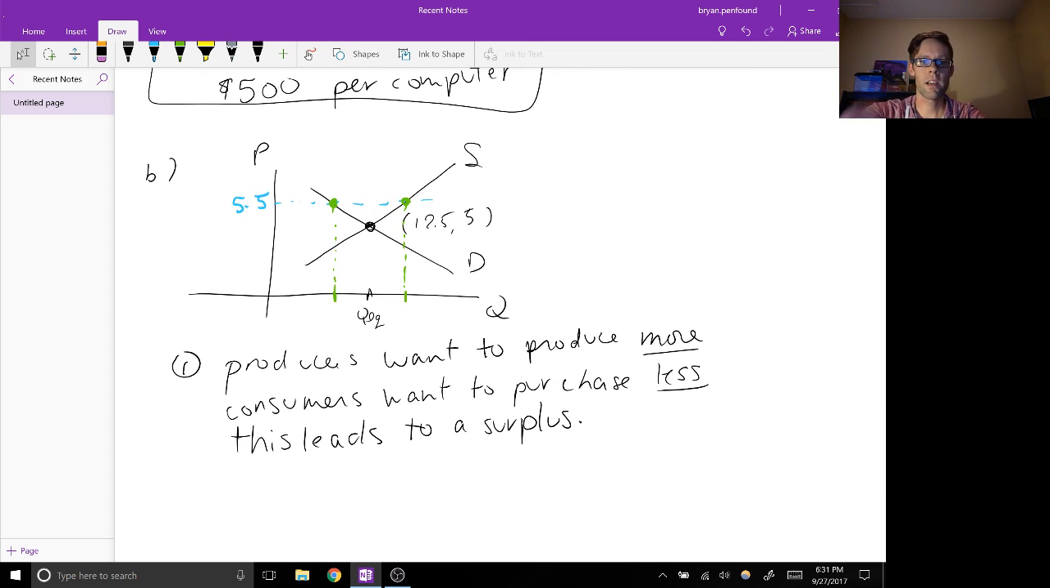Okay, so hopefully that made sense for you for part B. And is there one more? Oh yeah, the last one is a shock, to see what happens with a shock to the system.